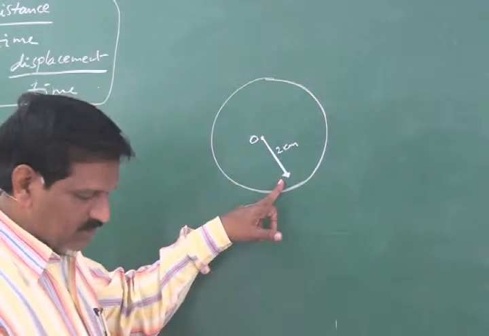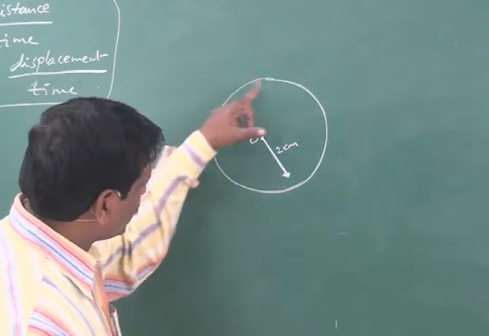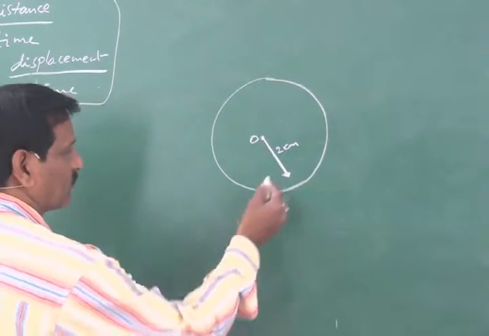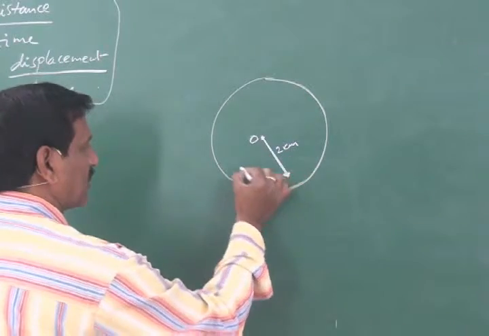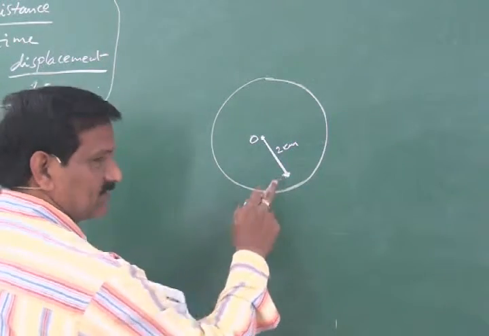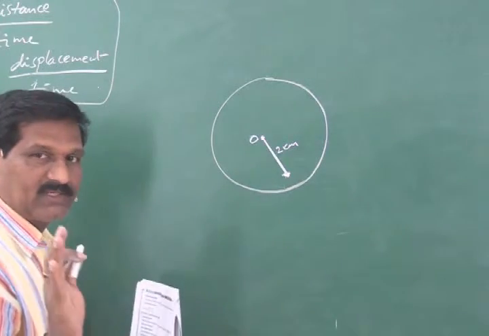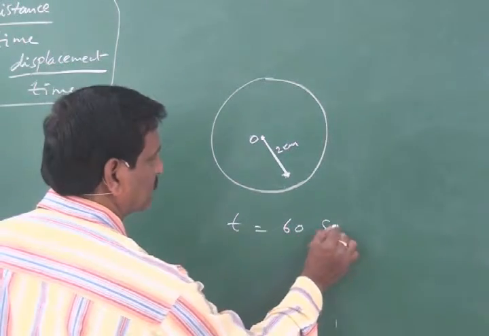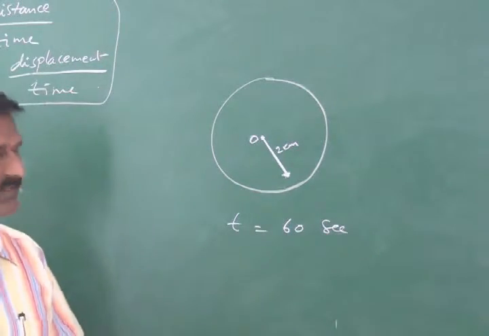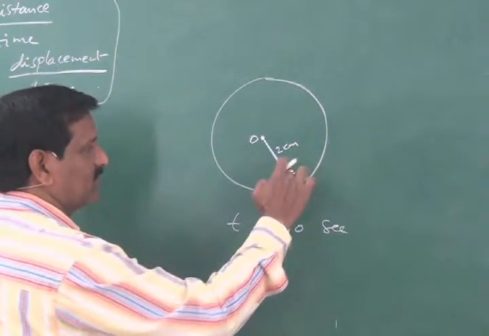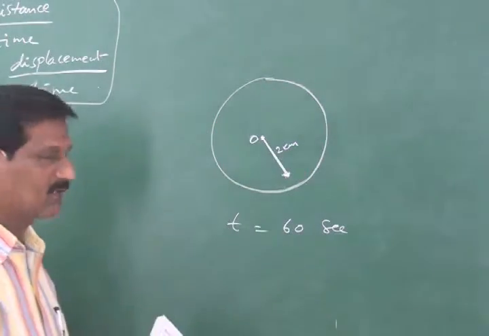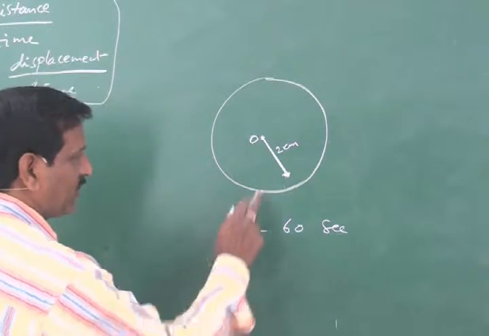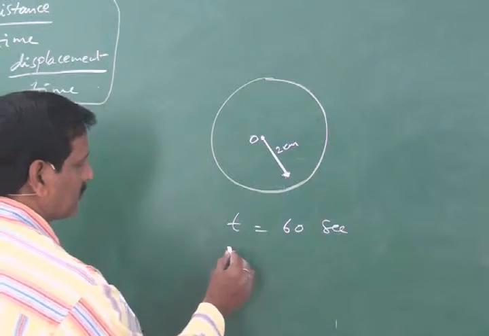When this seconds hand completes one circle, the time taken by the seconds hand to complete one circle is 60 seconds, because it is the seconds hand. Now we have to find the speed of this tip.